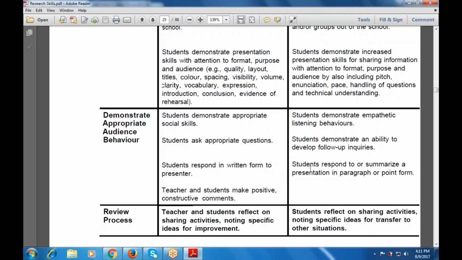Students and the teachers reflect on sharing activities, noting specific ideas for improvement, and students also reflect on sharing activities, noting specific ideas for transfer to other conditions, to other situations. That is also a review process. That is also one of the behaviors that demonstrates how the things will happen, how we can respond to the presenter, and how we can respond to the appropriate questions.